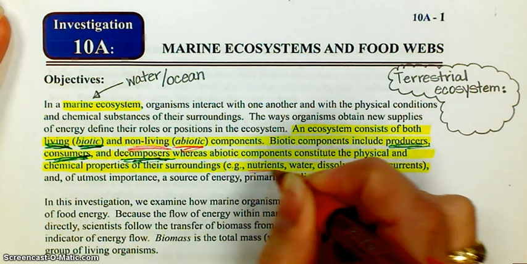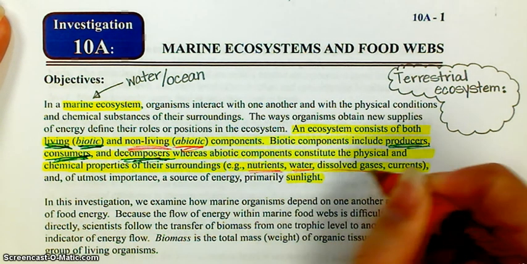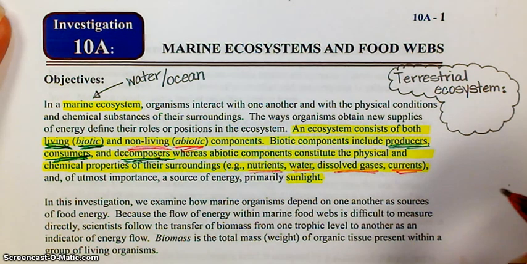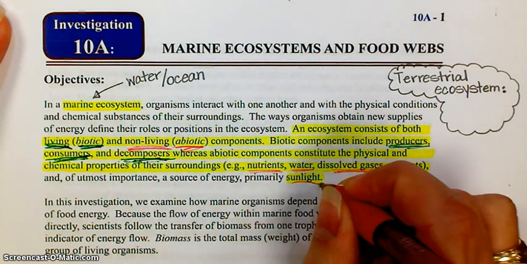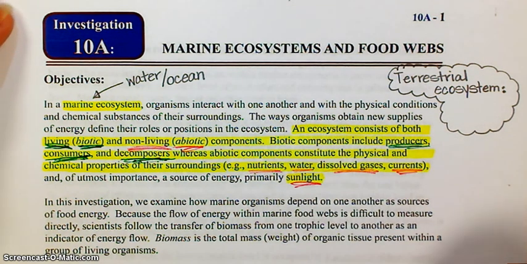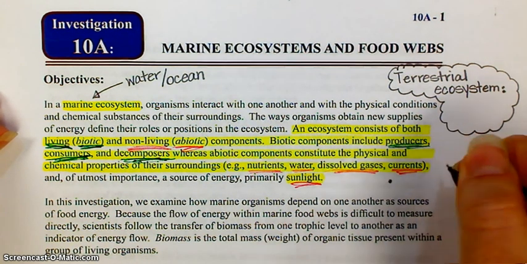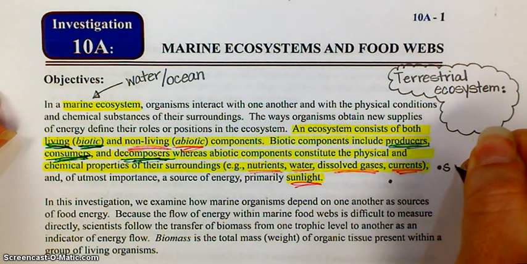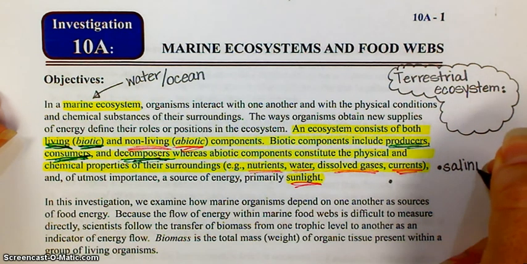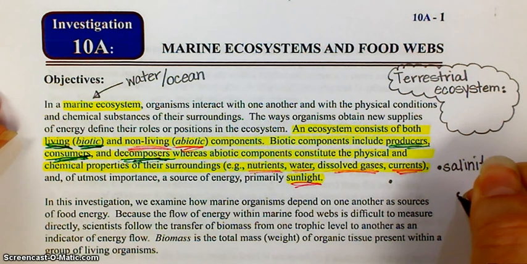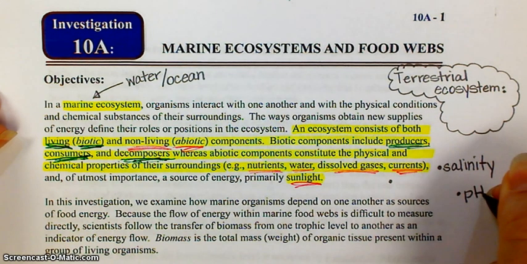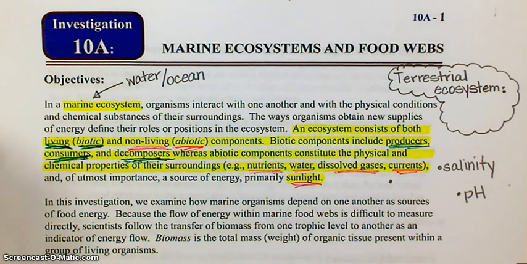So what nutrients are present, how much water, dissolved gases, maybe water currents if we're talking about in the ocean, the amount of sunlight, and there are some other abiotic factors like temperature. Write that down so that I know you're listening. Temperature. Another one is salinity. And another one is pH, which is how acidic the water is.